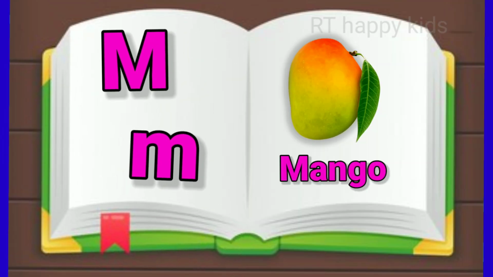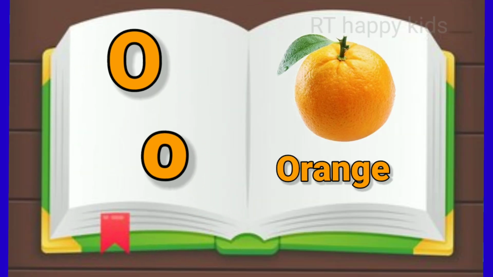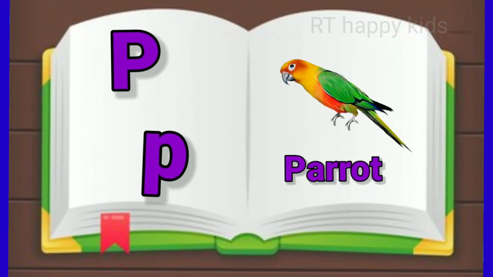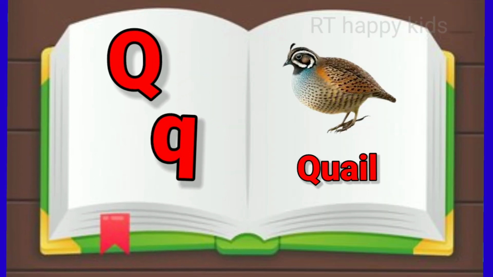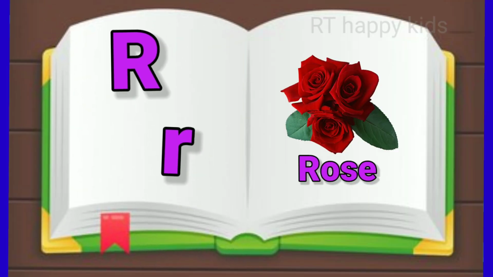M for mango. N for nest. O for orange. P for parrot. Q for quill. R for rose.